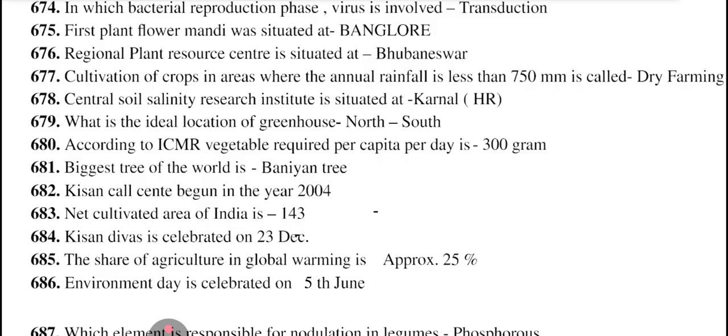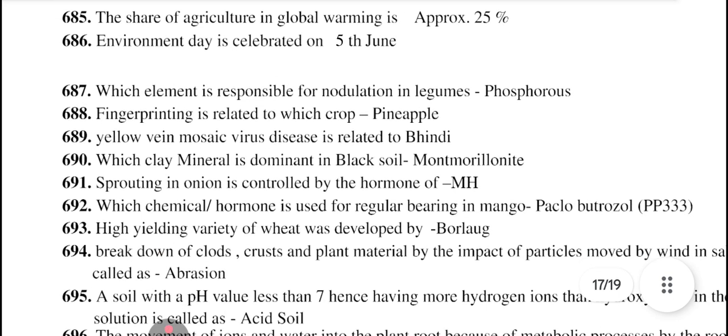Net cultivation area is varying, which means we should check the recent data. Kisan Divas is celebrated on 23rd December. Share of agriculture in global warming is approximately 25%. Environment Day is celebrated on 5th June. Element responsible for nodulation in legumes is phosphorus.